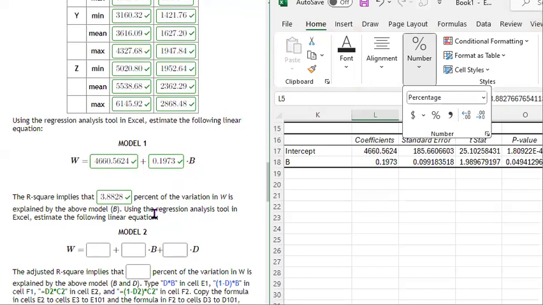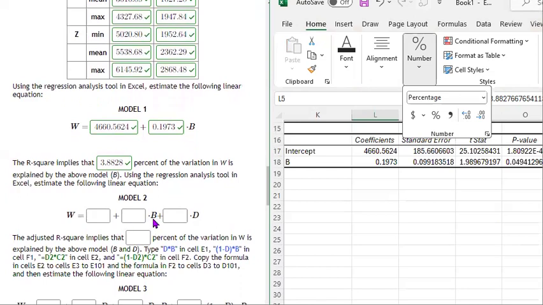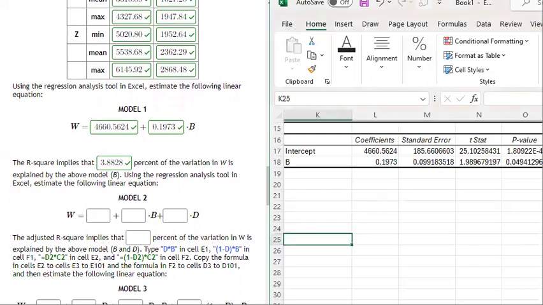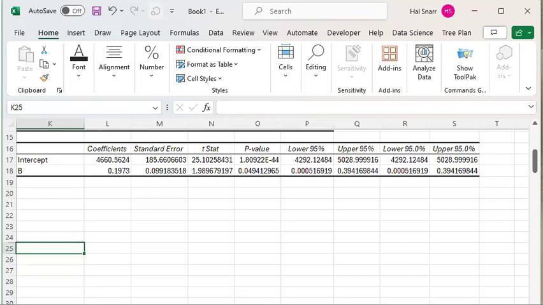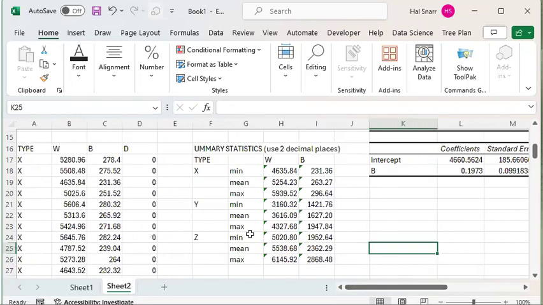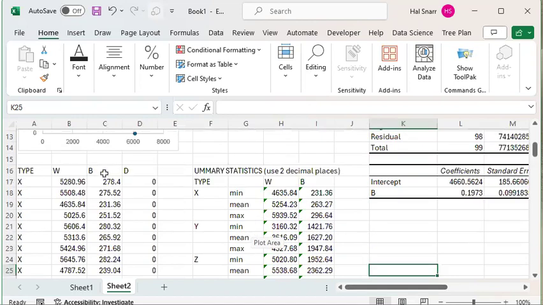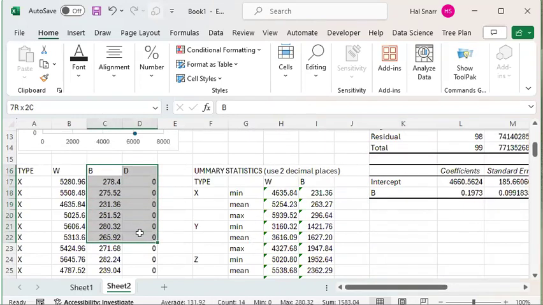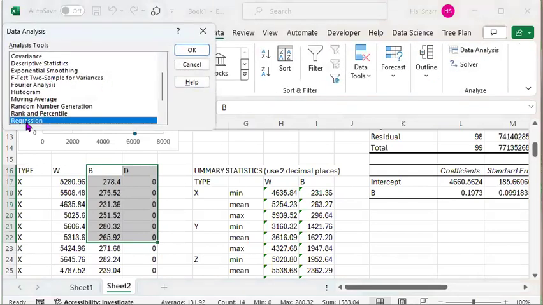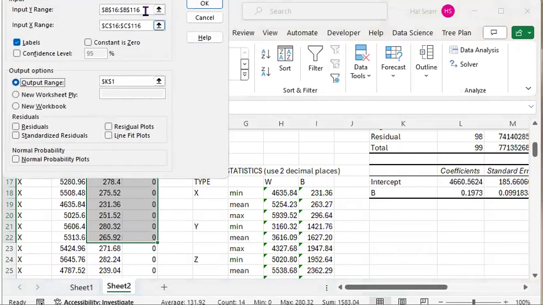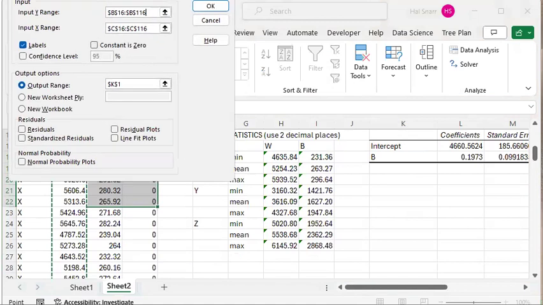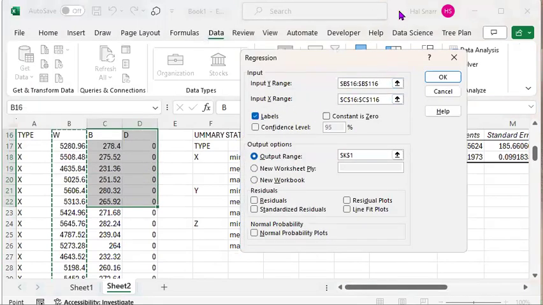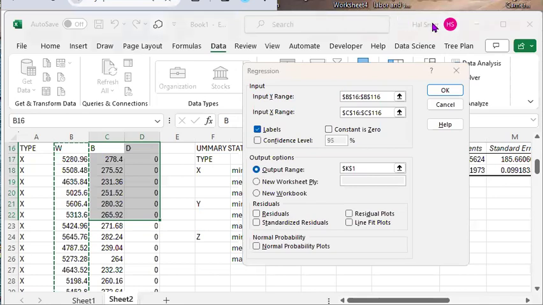Now we're going to estimate model 2. Model 2 includes two variables, B and D. So I'm going to come back over here to Excel and redo my regression, but I'm going to define X to be the two variables B and D. I'm going to click on data analysis and choose regression. My Y variable is fine, it's still W.